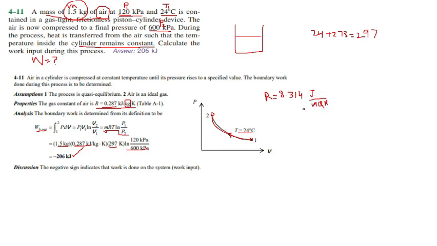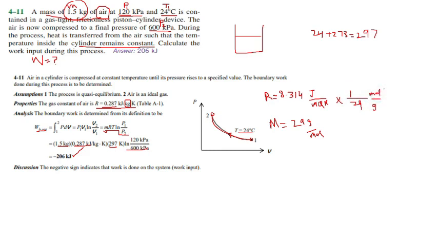If you want the value of R for air, you know that the molecular weight of air is 29 gram per mole. What you will do is divide this 8.314 by 29. So I am writing here 29 gram per mole.